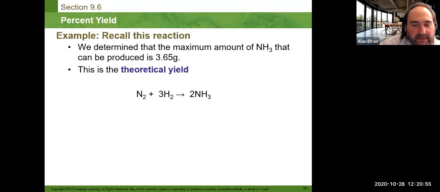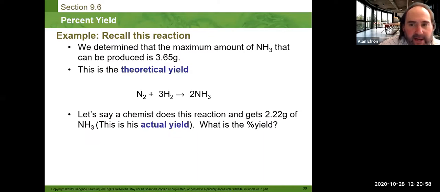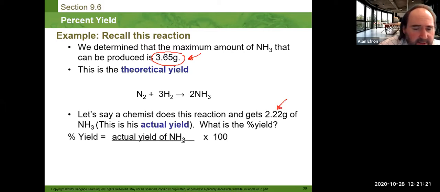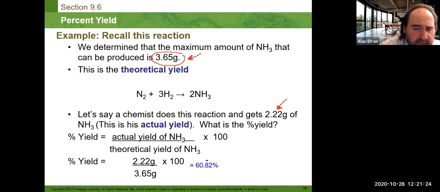So to demonstrate this, if we look at one of those reactions that we dealt with earlier, we earlier saw that in theory, which is our theoretical yield here, produce 3.65 grams. And let's just say that somebody did this reaction, and when they did it, they actually yielded 2.22 grams. You then can put it into your percent yield equation, and you get a percent yield of like 60.82%. Not probably the greatest, but things happen, I suppose.